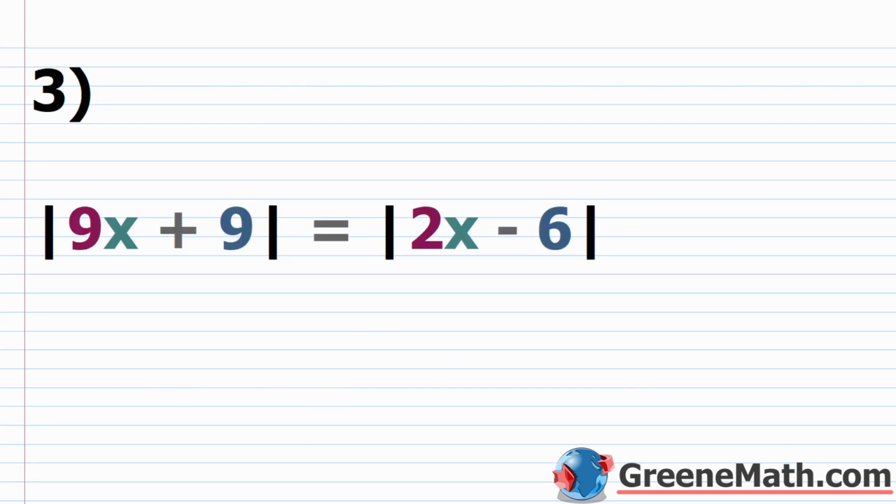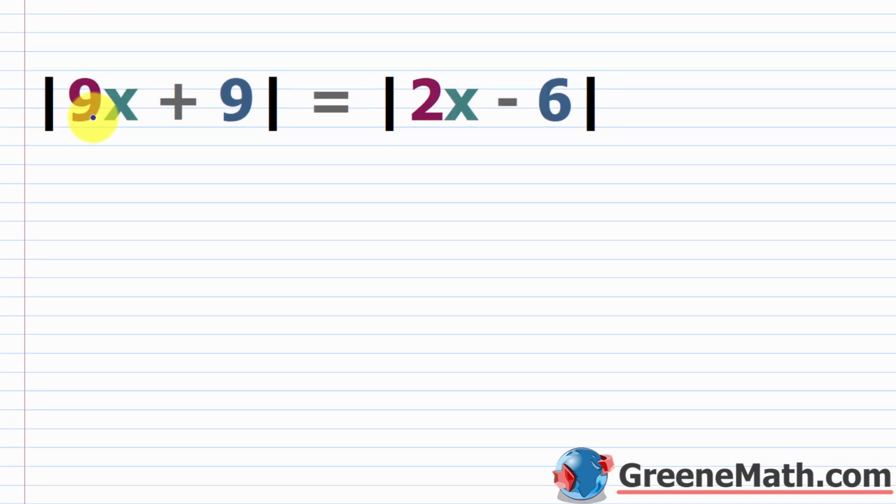This one's a little bit different in terms of the setup. Let's slide down here a little bit. So we have the absolute value of 9x plus 9 is equal to the absolute value of 2x minus 6. Two expressions can only have the same absolute value if they're equal to each other or if they're opposites. So I could do something like the absolute value of 3 is equal to the absolute value of 3. This is 3 equals 3.